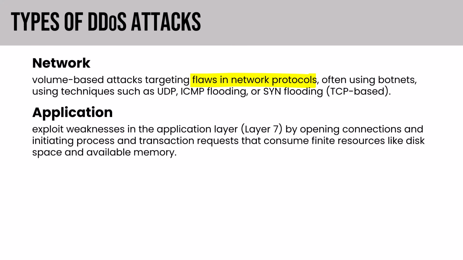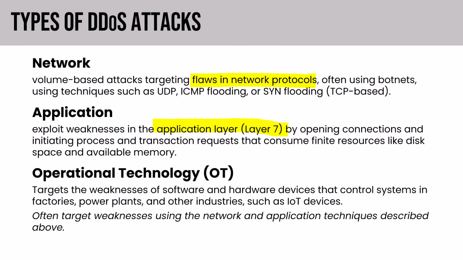Application attacks. So exploit weaknesses in the application layer, the layer 7, by opening connections and initiating process and transaction requests that consume the finite resources like disk space and available memory. We have operational technology, or OT, DDoS attacks. These target weaknesses of software and hardware devices that control systems in factories, power plants, and other industries like IoT devices. They often target weaknesses using network and application techniques that we described above here in the other two.